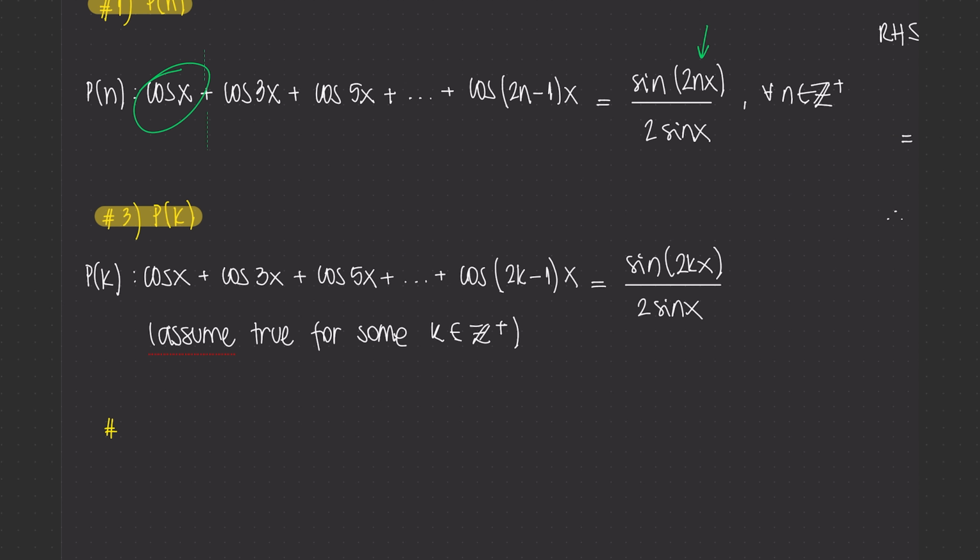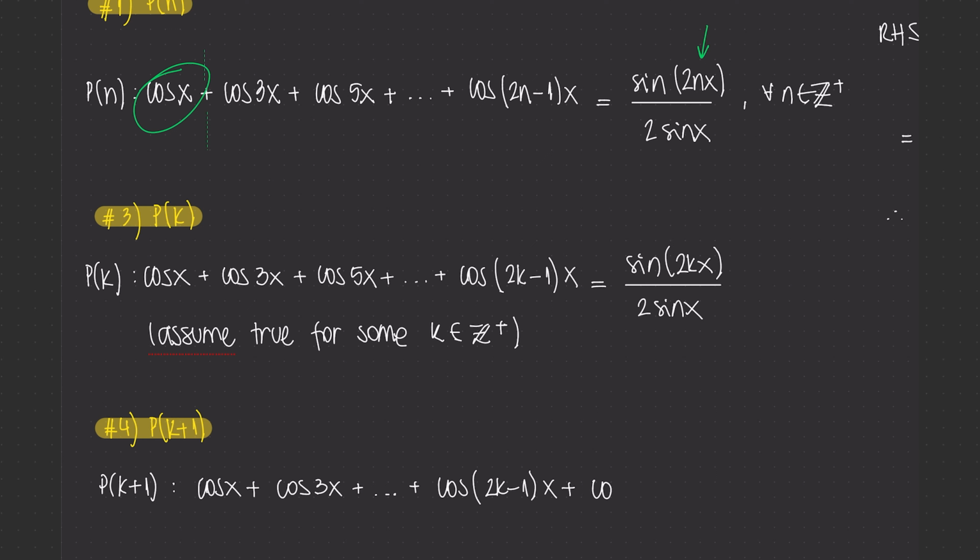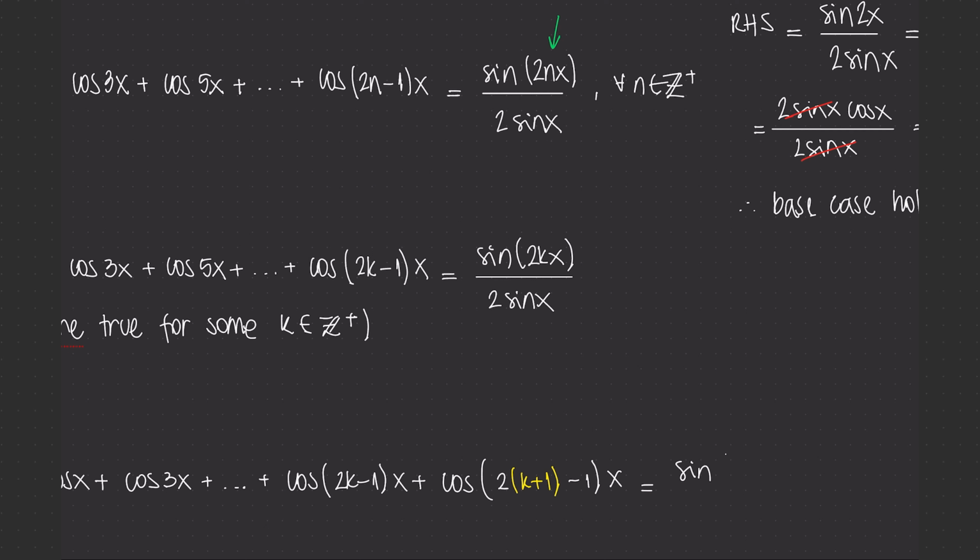And on the inductive step, which is where things get a little bit more tricky, we're going to go one iteration more on the left-hand side, and we're going to substitute the k by k plus 1 on the right-hand side. So let's get to it. So cos of x plus cos of 3x all the way up to cosine of (2k minus 1)x plus, going one iteration more, (2 times (k plus 1) minus 1)x. We need to prove that this is equal to sine of (2(k plus 1) minus 1)x over 2 sine of x.